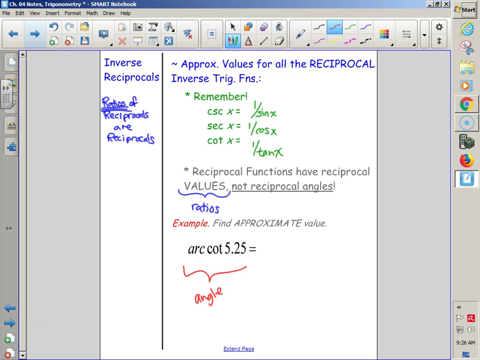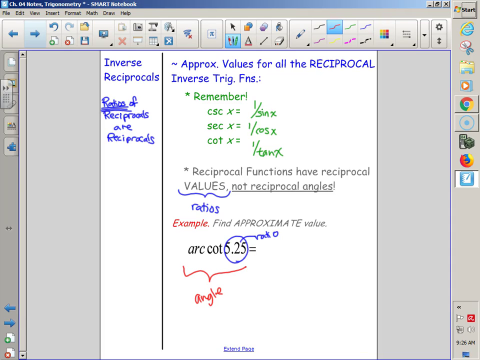Ratio, I can't do 1 over. So instead, I actually need to go find the ratio, which is right here. I need to go find the ratio and say, wait a minute, cotangent's ratio gets flipped from tangent.